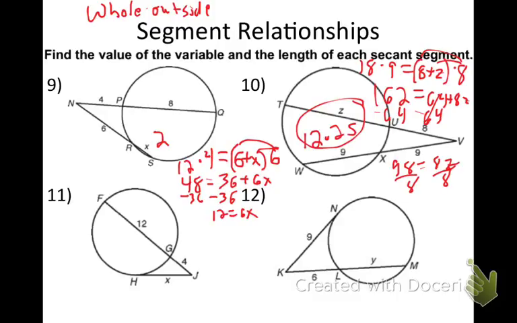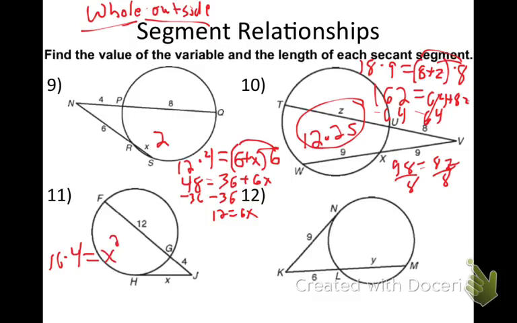All right, now 11. This is a little bit different here. It's still the whole times the outside. Anytime you have a secant, it's whole times the outside. So what's the whole segment there? 16. So I have 16 times, what's my outside? And now I'm going to set that equal to my tangent squared. What's my tangent? So I get x squared.